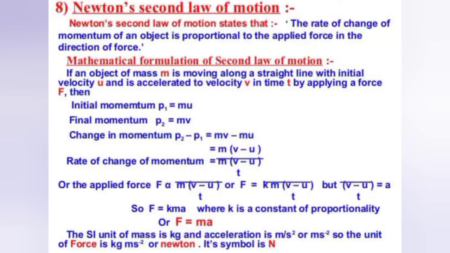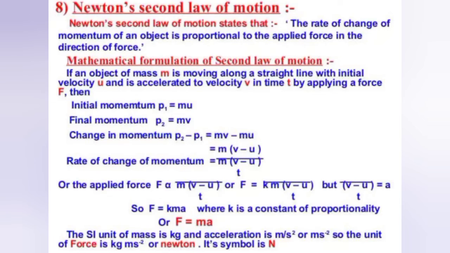According to the second law, the applied force is directly proportional to the rate of change of momentum. So we can write F is directly proportional to m(v minus u) upon t, and we know that (v minus u) upon t is equal to a. So we write a instead of (v minus u) upon t, and we have to write the sign of equality. So we use a constant k here, where k is a constant of proportionality. So we can write F is equal to kma, and the value of k is 1 here.